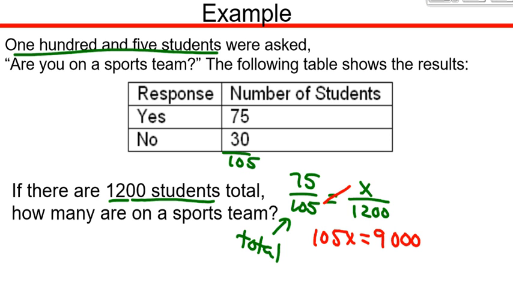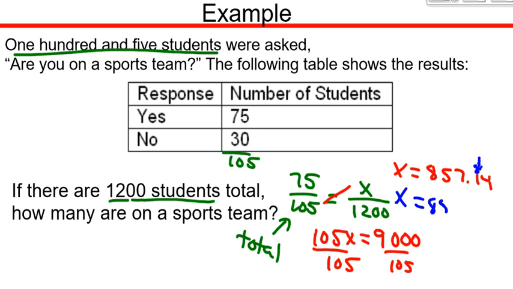Then when I divide both sides by 105, I get x is equal to 857.14. So again, I can't have 0.14 of a student. So I'm going to have to round that. I'm looking at the 1, which is smaller than 5. So I have to leave it at 857 students. So about 857 out of 1,200 students are on a sports team at that school.